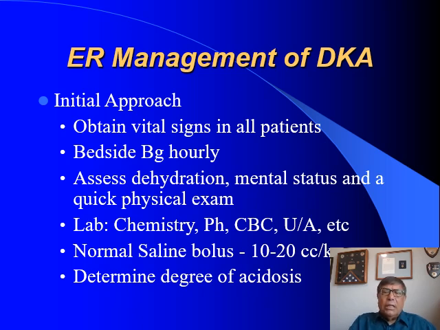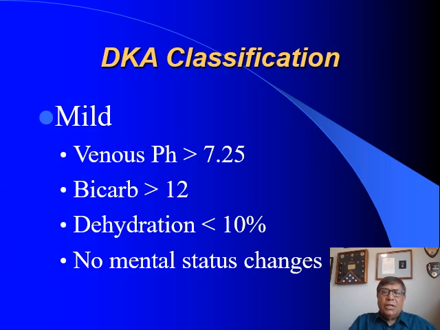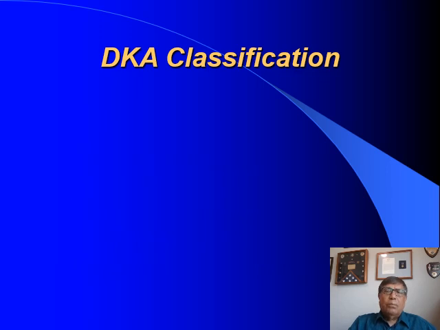That could be done clinically as well as by some classification definitions. These are just definitions, but worth knowing, to have some idea. When you call somebody mildly dehydrated, they usually have a pH more than 7.25 and a bicarb level above 12, dehydration is probably below 10%, and the patient is talking coherently, with no change of intellectual or mental function.